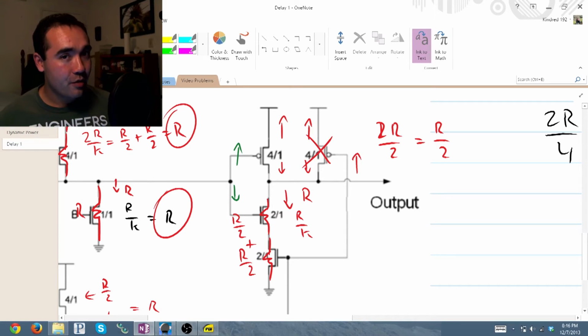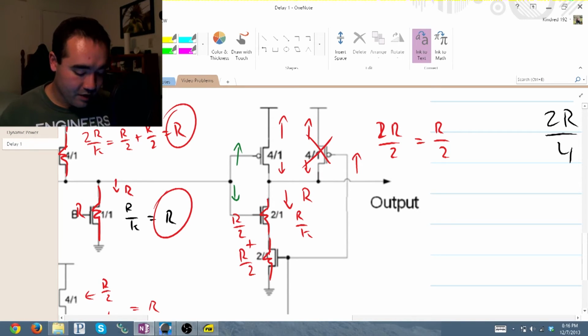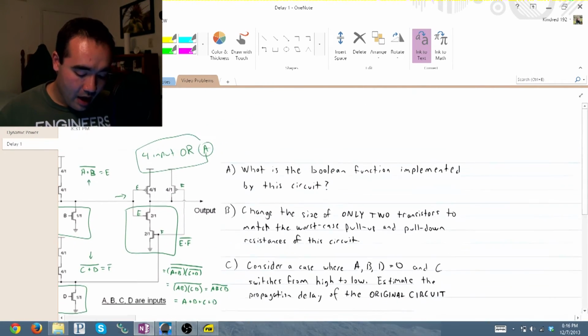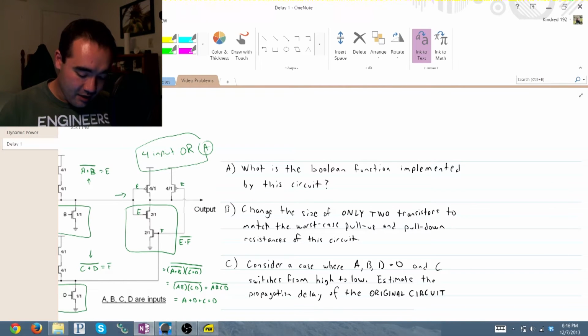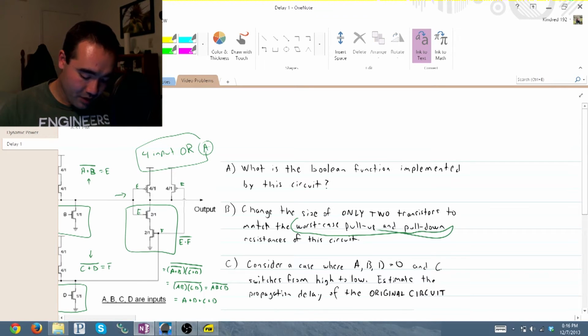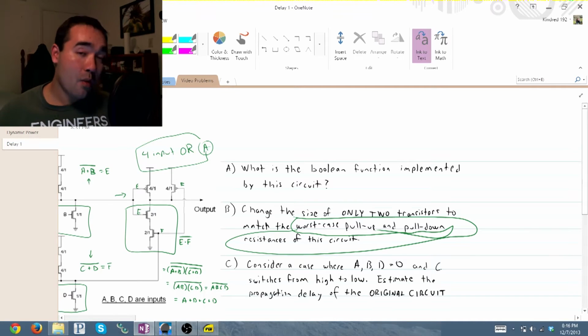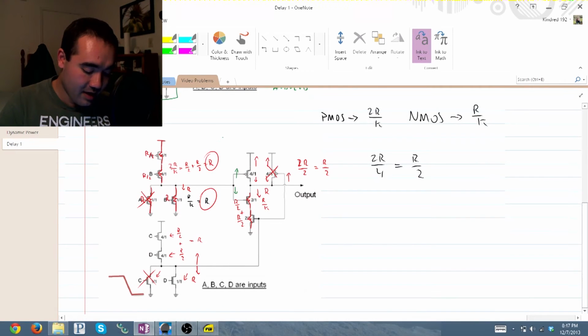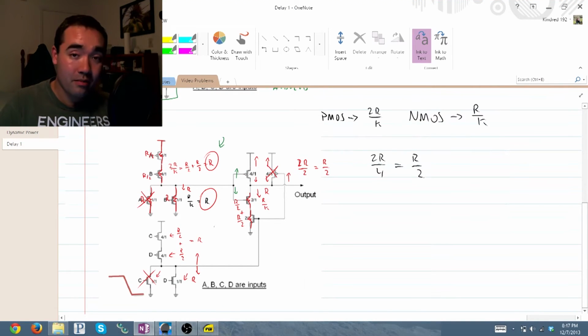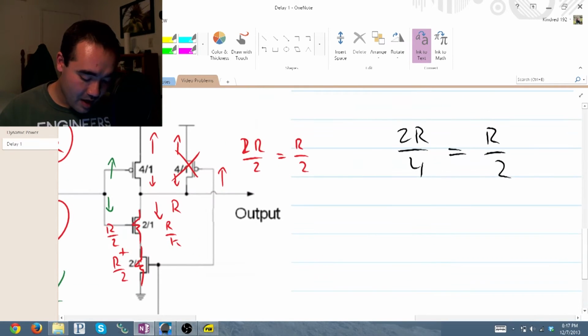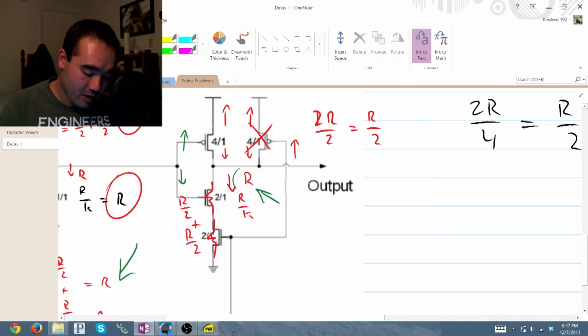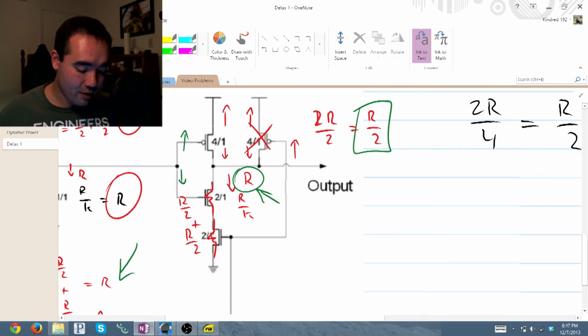So, how do we choose which transistors to resize? Well, that's simple. Go ahead and look back here at the question, and it says we need to change the size of two transistors to match the worst case pull-up and pull-down resistances. Well, our worst case is R. On both input sides, the worst case is R. Therefore, our pull-down network, which is R, fine. We need to change our pull-up network to make it R over 2.